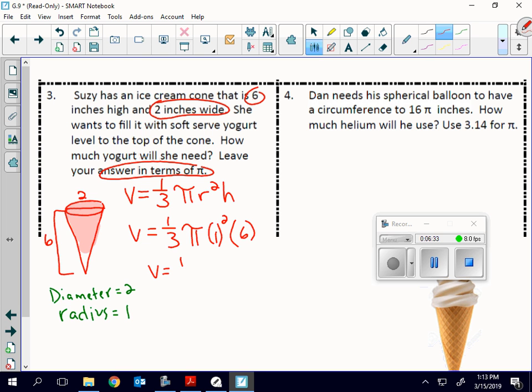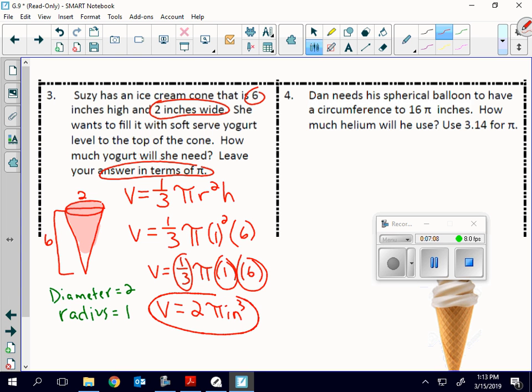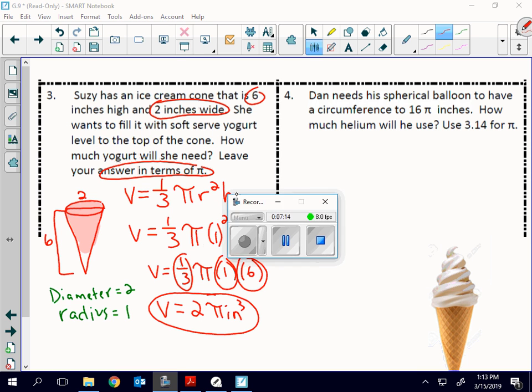So we have 1/3 times pi times 1 times 6. We're multiplying the 3 numbers together. 1/3 times 1 times 6 is 2. 1/3 of 6 is 2. So this is just 2 pi. 2 pi, and we have units, inches. When it's in terms of pi, you leave the pi symbol there.